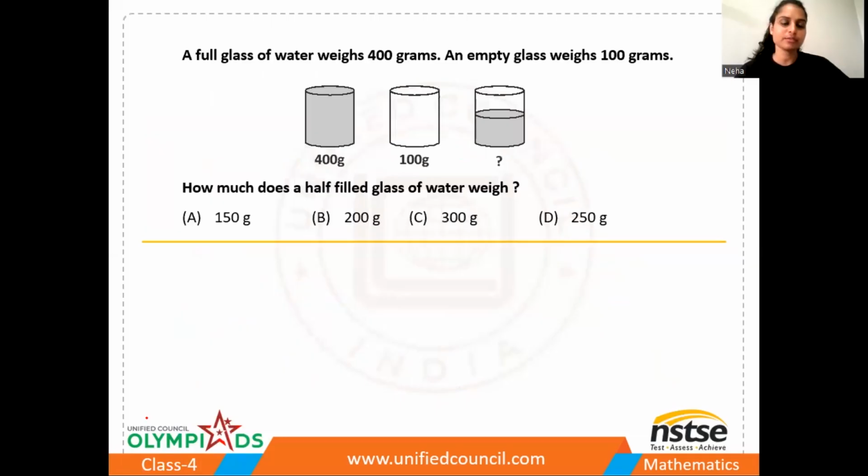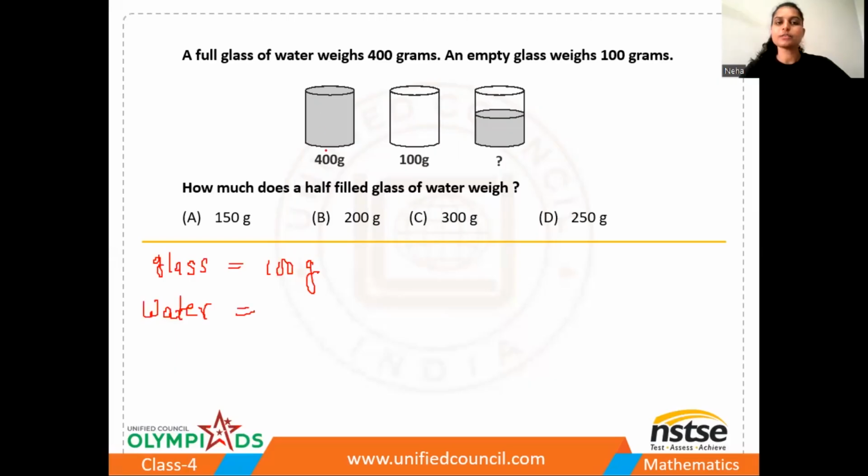This is your next question, my dear students. It says that a full glass of water weighs 400 grams. So this glass is full of water and the weight is 400 grams. That means the total weight of glass and water is 400 grams. An empty glass weighs 100 grams. So the weight of the glass is 100 grams.